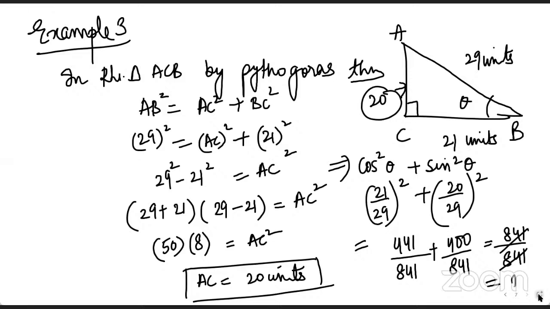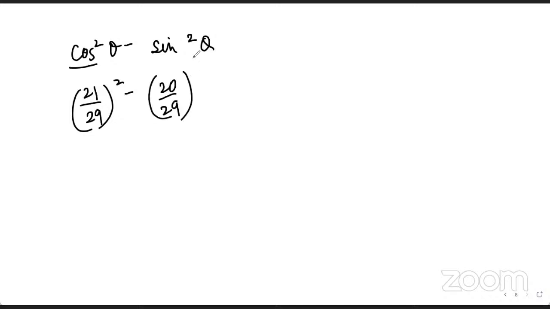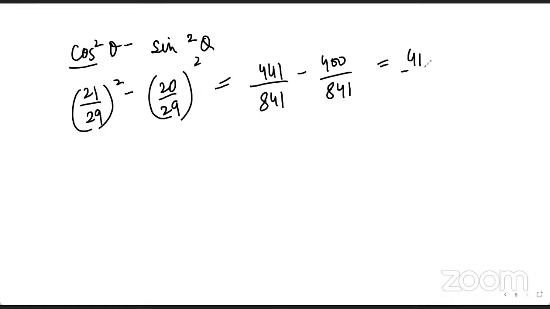Now coming to the second part, it was cos square theta minus sine square theta. Now I knew that cos is base upon hypotenuse. In that case, my base was 21, my hypotenuse was 29. Sine theta was 20 upon 29. So this will be 441 upon 841 minus 400 upon 841, and this will be 41 upon 841. And this is my answer. Okay, so I hope you're clear with this question. And with this, we end the lecture of trigonometry. Okay. Thank you.